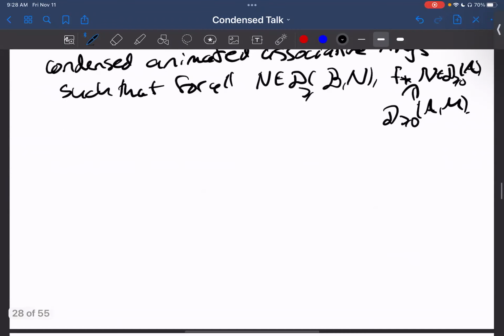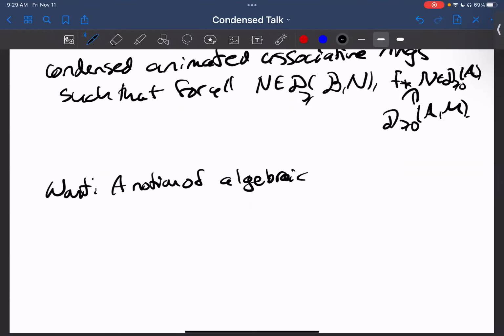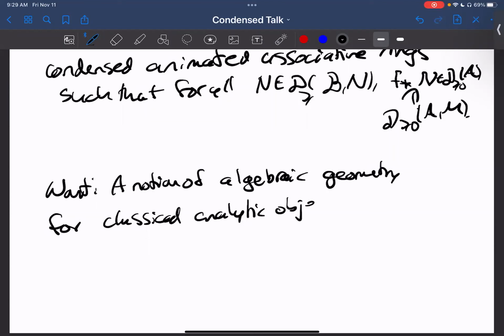So what are we trying to do with this? Well, what we want is a notion of algebraic geometry for classical analytic objects. So Banach spaces, Smith spaces, etc. So we want to import these.